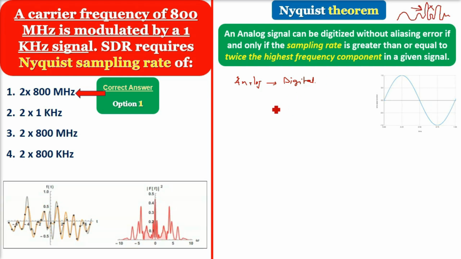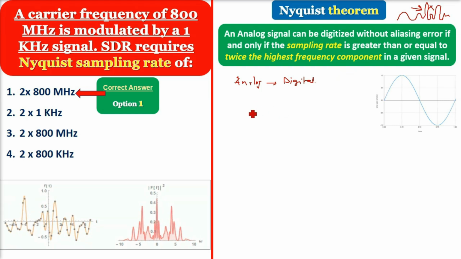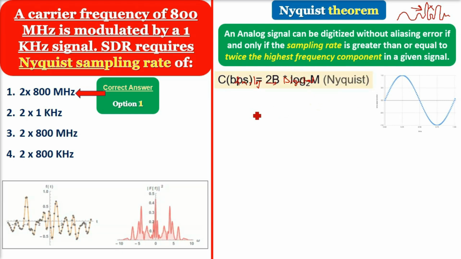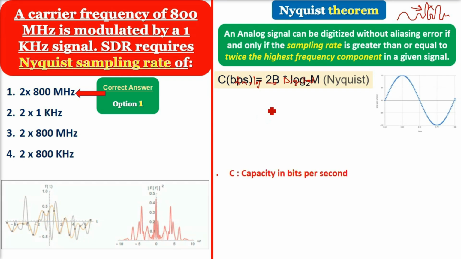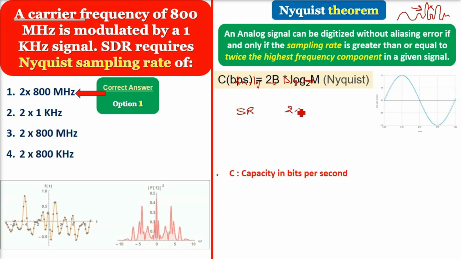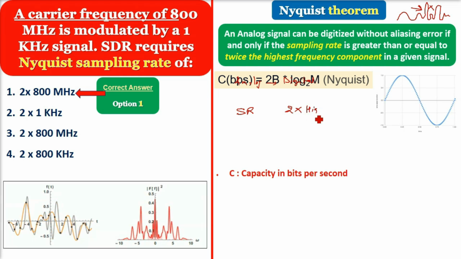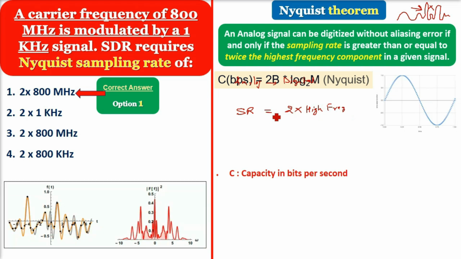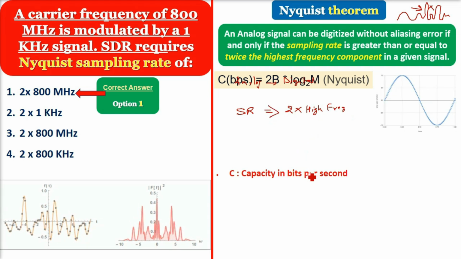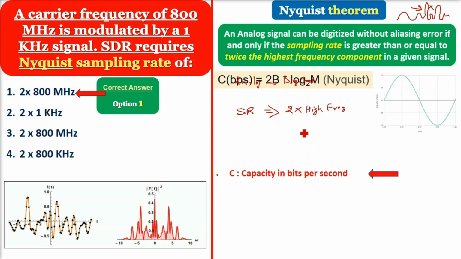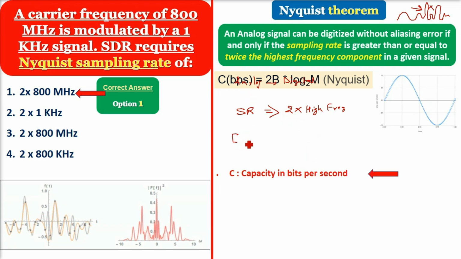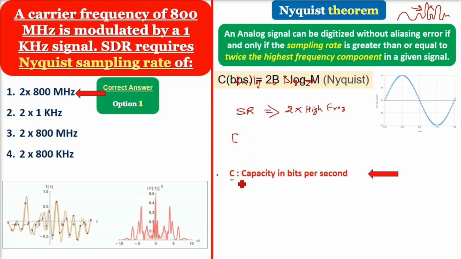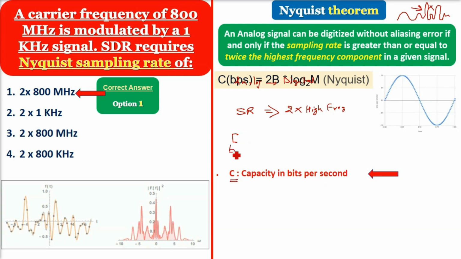The Nyquist theorem said this analog signal can be digitized without aliasing error if and only if the sampling rate is greater than or equal to twice the highest frequency component in a given signal. To understand this using the formula, C is equal to 2B log base 2 of M. What is C here? C is the capacity in bits per second, bps.